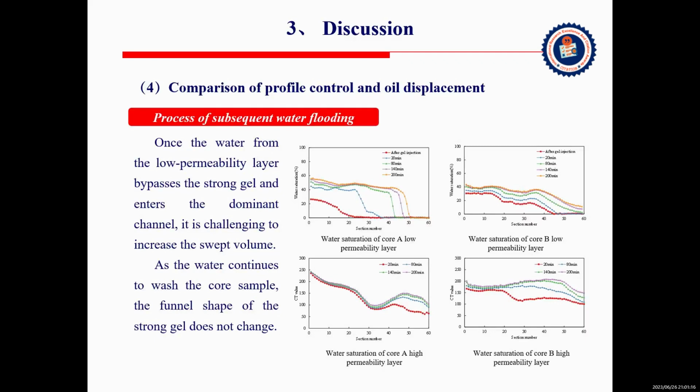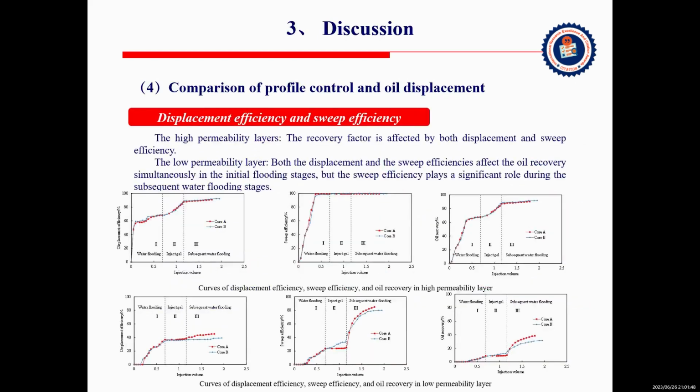For the process of the subsequent water flooding, once the water from the low permeability layer bypasses the strong gel and enters the dominant channel, it is challenging to increase the swept volume as the water continues to wash the core sample and change the shape of the strong gel. Actually, the halo shape of the strong gel does not change.